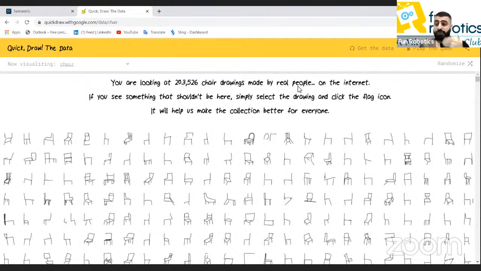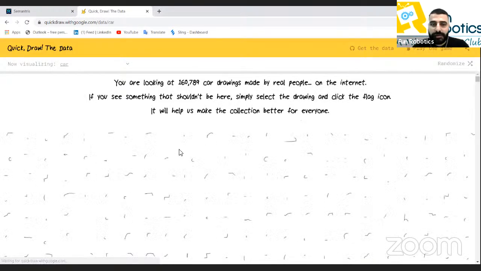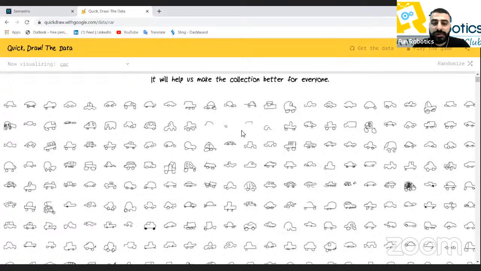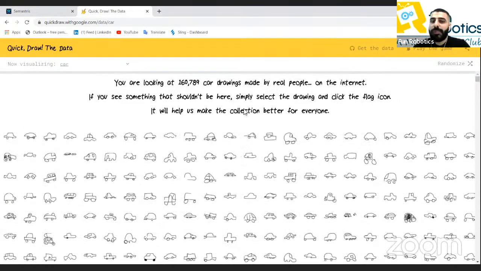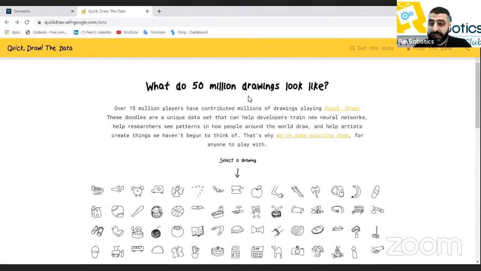So when QuickDraw asks you to draw a chair, you start to draw the chair and QuickDraw instantly starts to compare it with the data that is stored. So all these 200,000 plus images of chairs, QuickDraw compares it to this data and then makes the guess. So if you draw anything that is close to any of these 200,000 plus images, it will be very easy for QuickDraw to guess your drawing. Even for a car right here, we have 160,000 images of cars that QuickDraw can compare it to. So this method of AI is called image recognition.